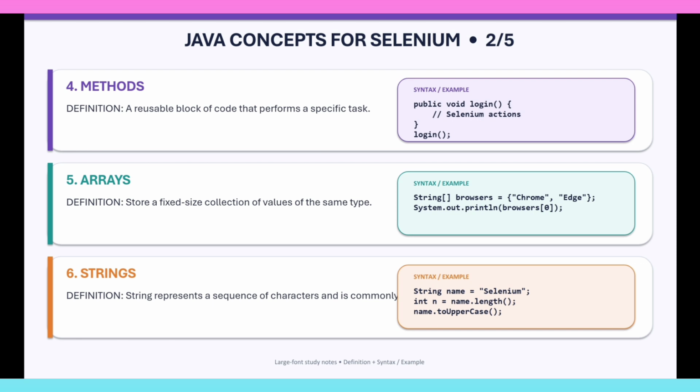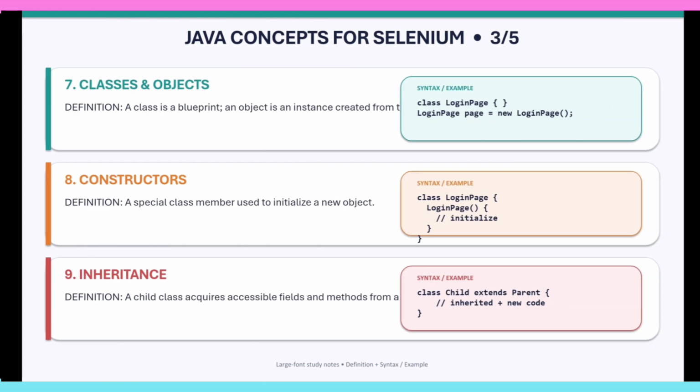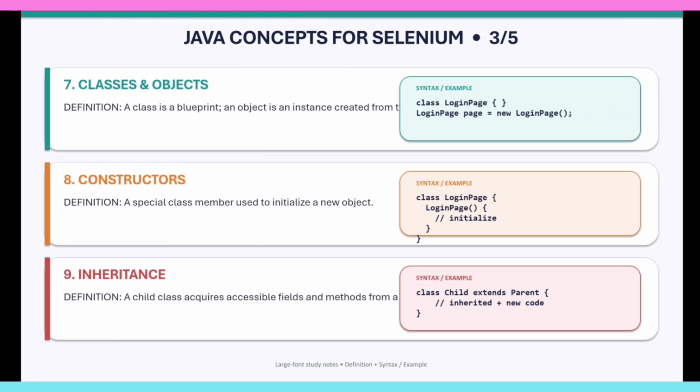And then we have strings. Strings are used for handling text, and you'll use them a lot in Selenium. For example, driver.getTitle returns the title as a string, which we can then compare or validate. Now let's move into OOP concepts because these are extremely important for Selenium frameworks.